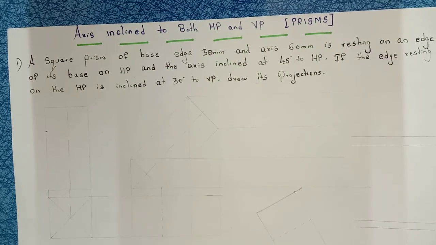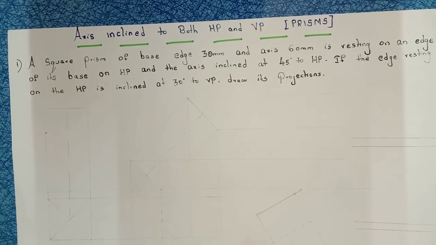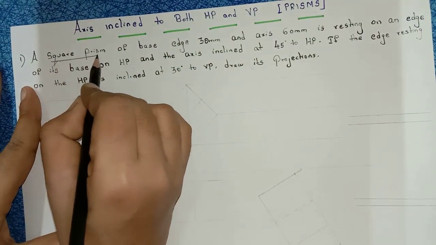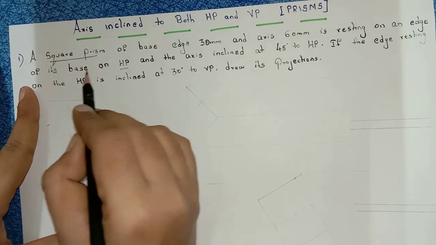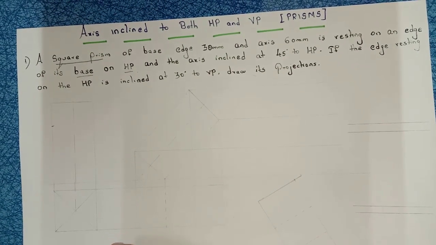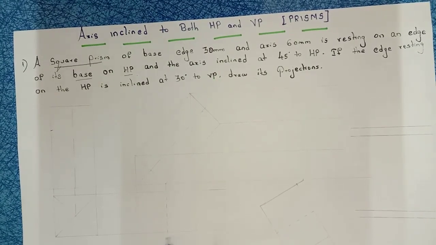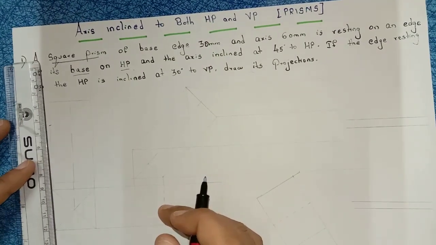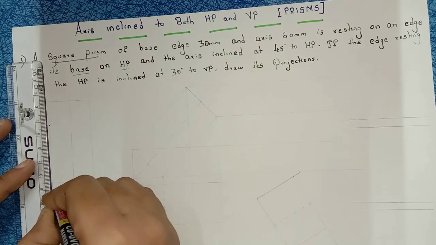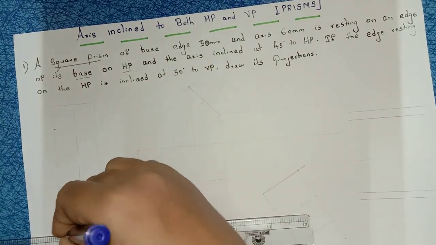In this question, clearly they mention that you have to construct the square prism on HP. Condition is base should be on HP, right? Now let us see how to construct this one. Here the length of the square is 30 mm. First construct the square of 30 mm. So base is on HP, right? Construct the square of 30 mm.